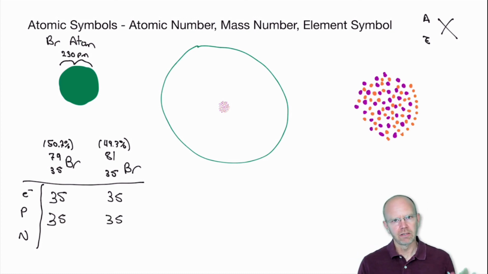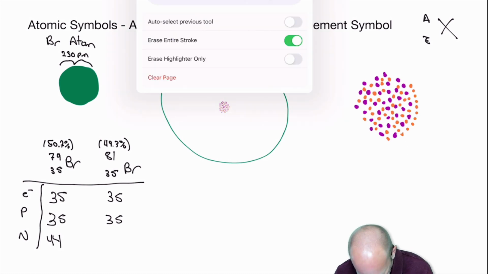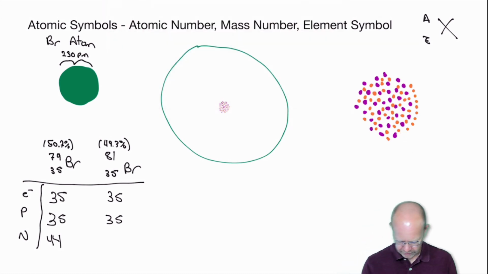And what's interesting about it is they're found in almost equal proportion. 50.7% of the bromine nuclei that you find in nature have 44 neutrons, and so a mass number of 79. That's the most abundant isotope, but it's only the most abundant by a little bit. And so I think actually I have to erase one of these little neutrons. That would be your bromine 79.